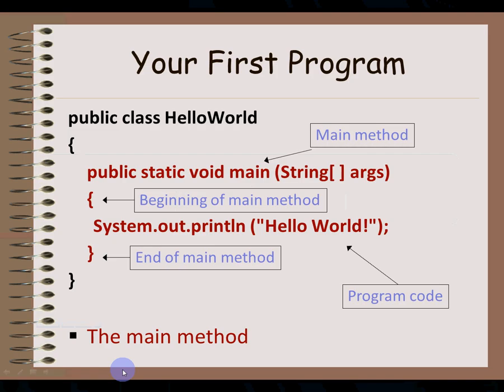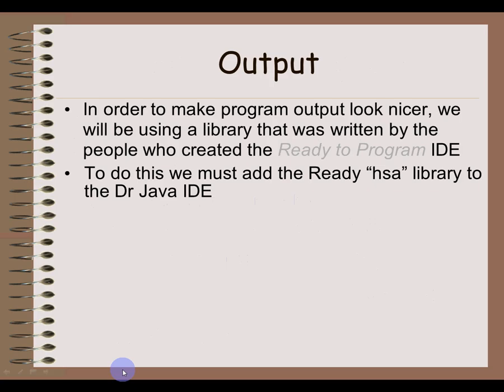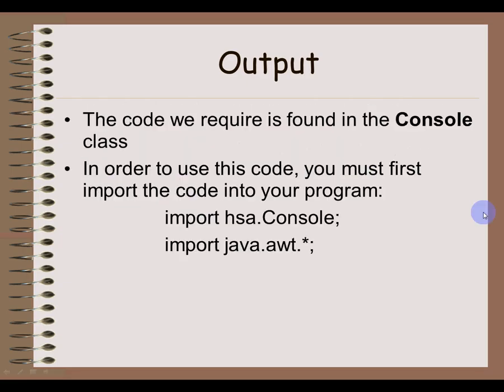Now, that's a little bit ugly. So we want to make our output look a little bit nicer. To do this, we're going to use a library, which is essentially a set of code coded by somebody else that we can import into our program. And the library we're going to be using was created by people who made another IDE called Ready to Program. Okay? This library is called the HSA library, and we need to import it into Dr. Java.